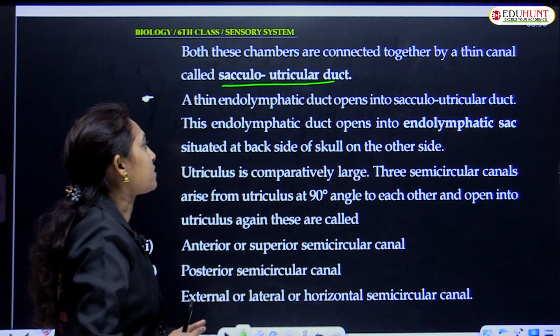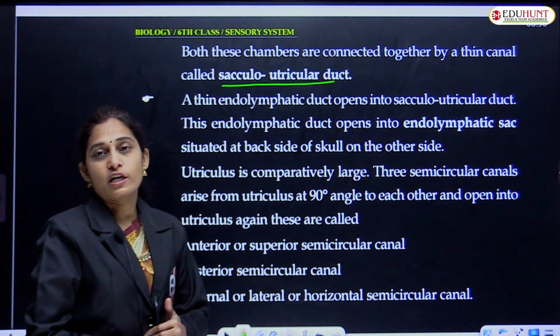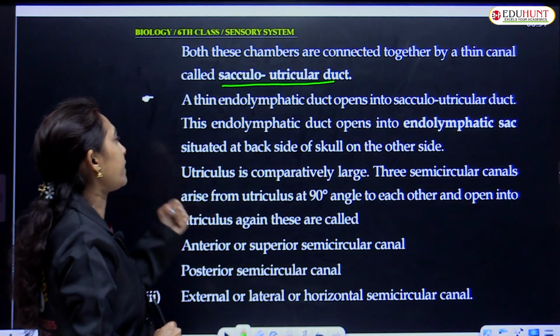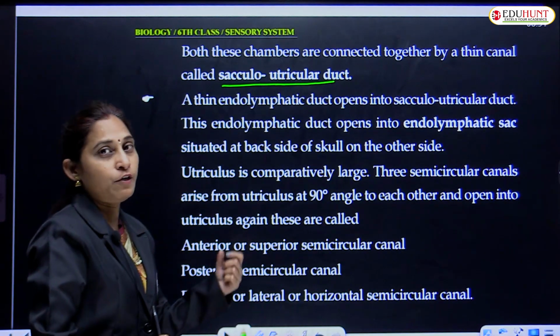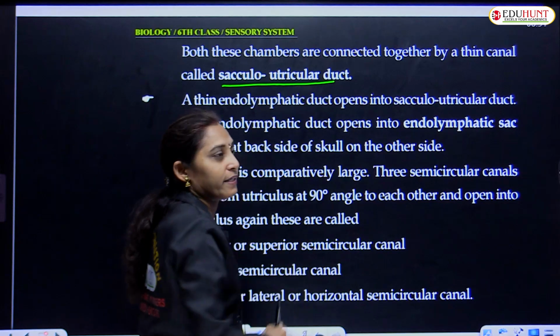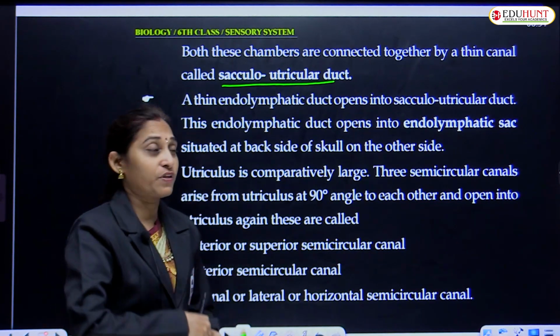The sacculo-utricular duct is the canal which connects the bag-like structures of the membranous labyrinth, the utriculus and the sacculus. A tiny endolymphatic duct opens into the sacculo-utricular duct, and this endolymphatic duct opens into the endolymphatic sac situated at the back of the skull, on the other side of the skull.